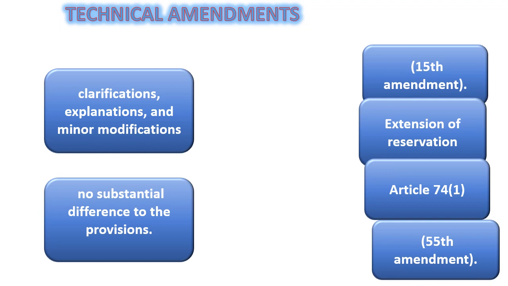Article 74(1) talks about directing the president that he is supposed to follow the advice given by the Prime Minister and the Council of Ministers. He cannot take decisions on his own. And 55th Amendment, which talks about the increase in the salaries of the High Court and Supreme Court judges. So these are the changes which are not making any substantial difference to the existing provision. Therefore, we put them into the category of technical amendments.